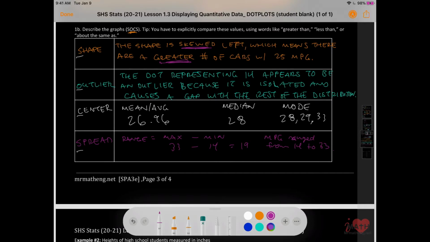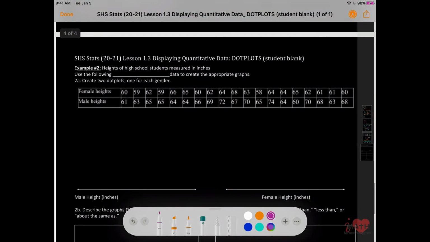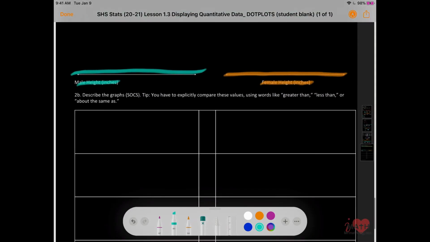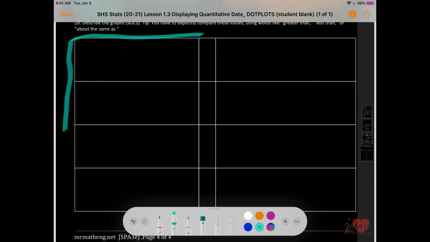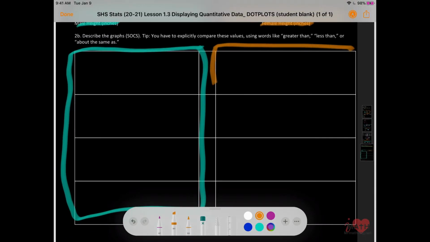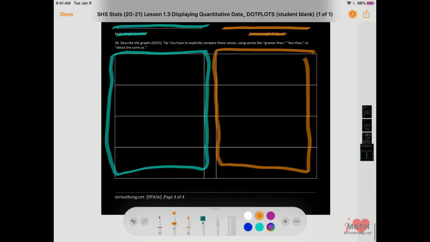Okay. Scroll down, go ahead and try the next problem. You're doing the same exact thing, but here's something that's different: you have males and females. So I just want to kind of help you start the problem. The females, all of these numbers right here, you're going to do down here. That's where you're going to put your dot plots. And so in some ways, it's kind of like two problems in one. And the male heights, you're going to put over here. Do your dot plot. You're going to do your SOCS. Females we did in orange. Just doing two separate problems. That's it. So go ahead and do that.